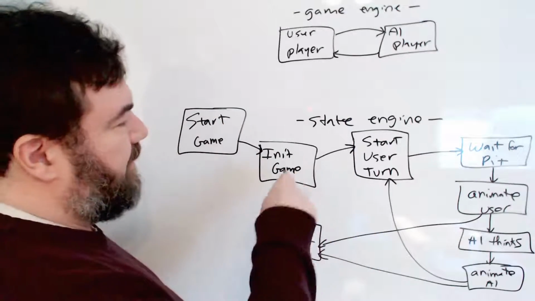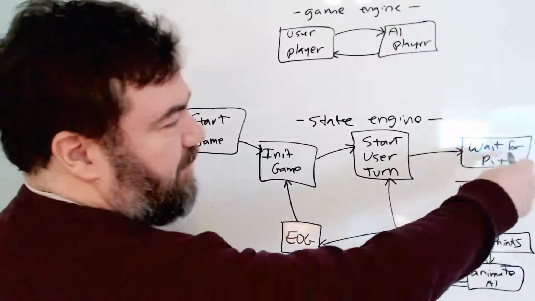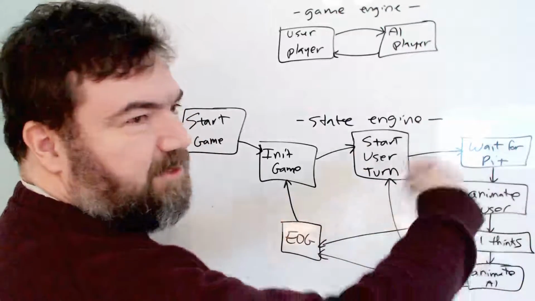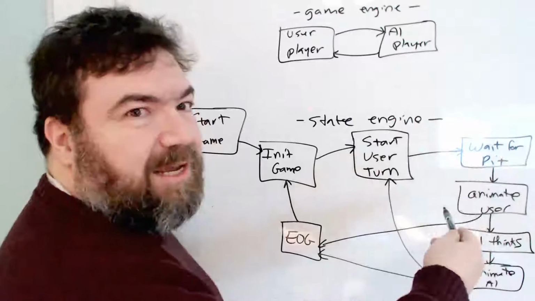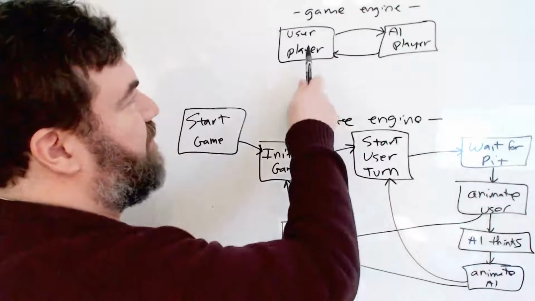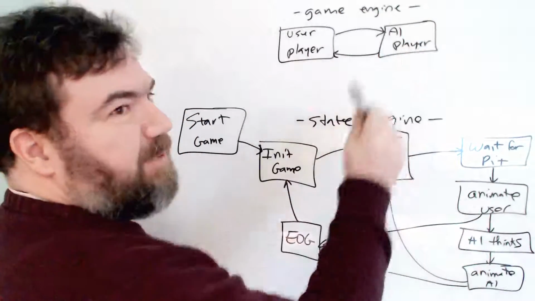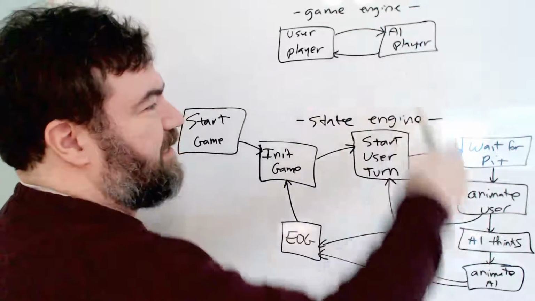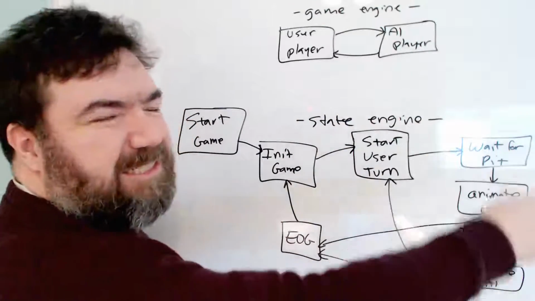We've all seen it. Init game, start user turn, wait for pit, animate user, AI thinks, animate AI, back and forth, and you go through this circle. At the same time, there's also the game engine going through the user's player turn, the AI's player turn, and back and forth. And right now, because both of these engines are making the same decisions in the same order, everything's okay.